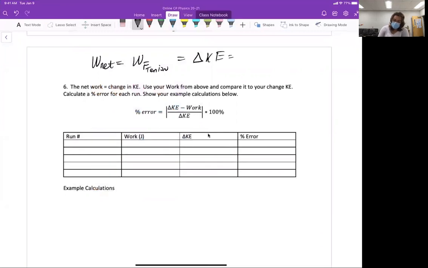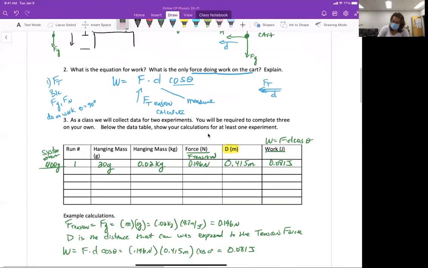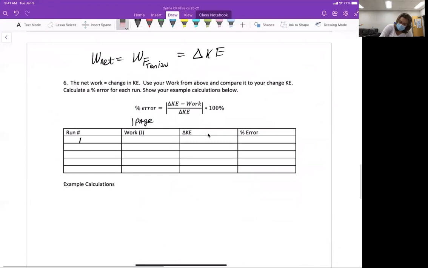So what we're trying to do is compare this net work to the change in kinetic energy and see if they're the same. So we have run number 1, and I'm going to get this from the first page. We calculated the work by measuring the force, and that's 0.081 joules. And we calculated the change in kinetic energy, which was equal to 0.0797 joules.